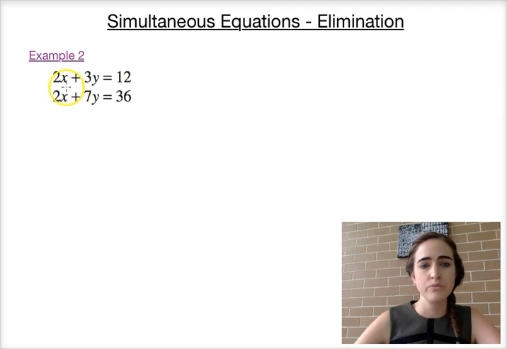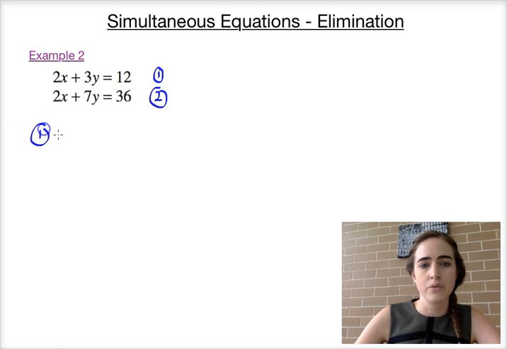In our second example, we've got the equations 2x plus 3y is equal to 12 and 2x plus 7y is equal to 36. Again, we'll always start by numbering our equations, equation 1 and equation 2. If we have a look at them, this time it's our x's that we eliminate because they both have the same coefficient. If we did what we did in the first example, adding those two equations together, we'd have 2x plus 2x, which would end up with 4x. So what we're going to have to do instead is subtract the two.